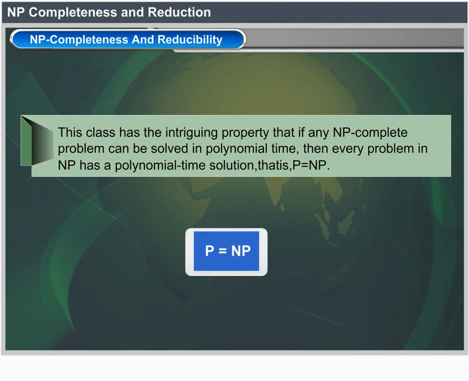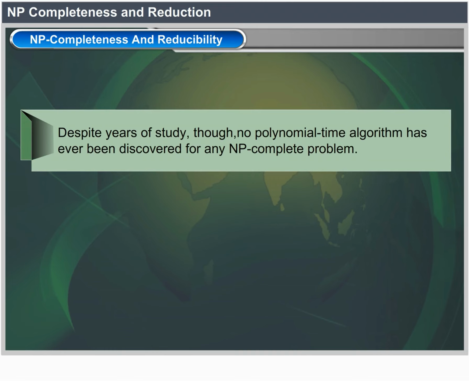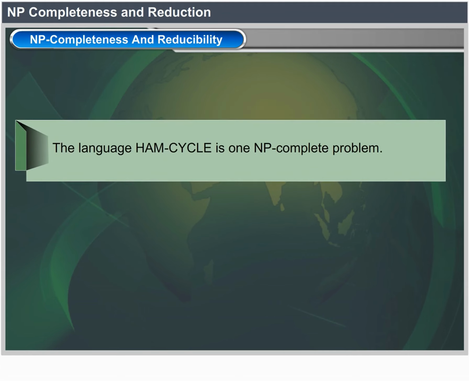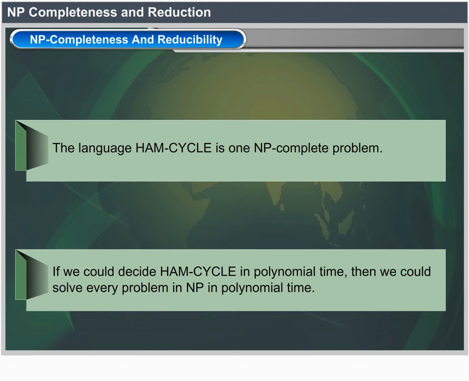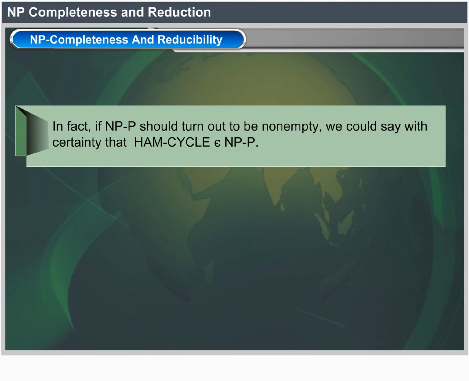Despite years of study, no polynomial time algorithm has ever been discovered for any NP-complete problem. The language Ham cycle is one NP-complete problem. If we could decide Ham cycle in polynomial time, then we would solve every problem in NP in polynomial time. In fact, if NP minus P should turn out to be non-empty, we would say with certainty that Ham cycle belongs to NP minus P.